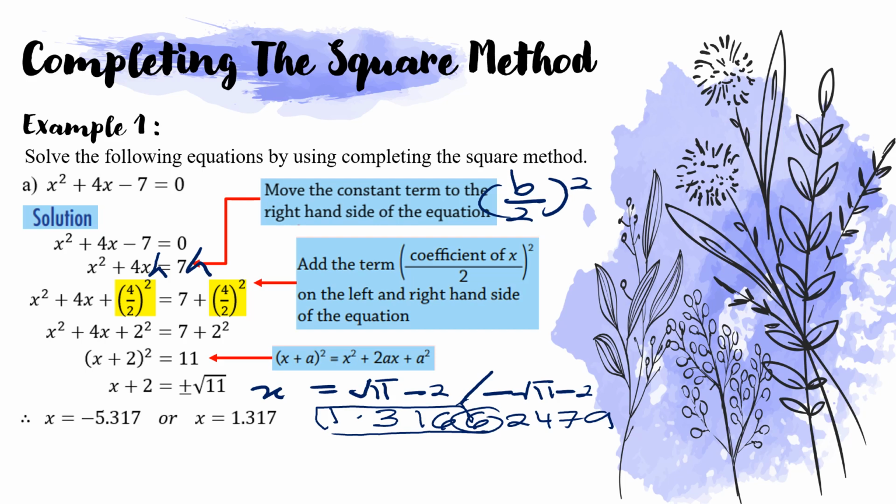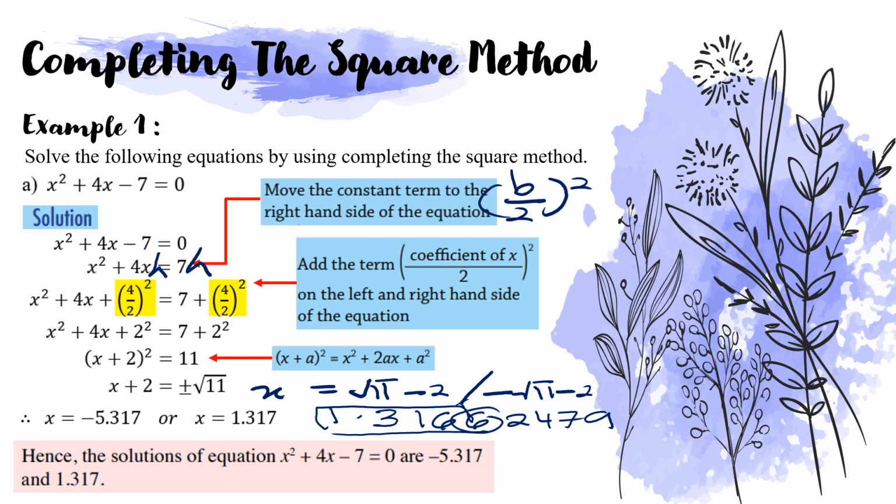So here, okay, you need to round it off to 1.317. Okay, so the solution of equation x squared plus 4x minus 7 is equal to 0 are negative 5.317 and 1.317. So the answer of x that you get is actually the solution, or the roots.